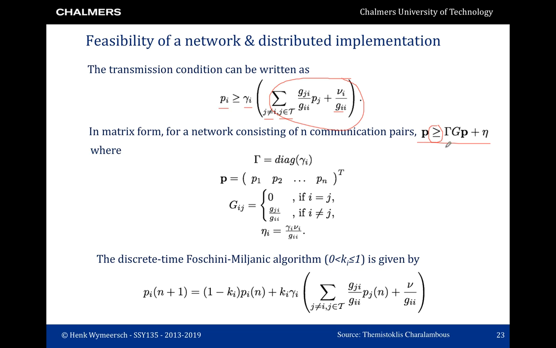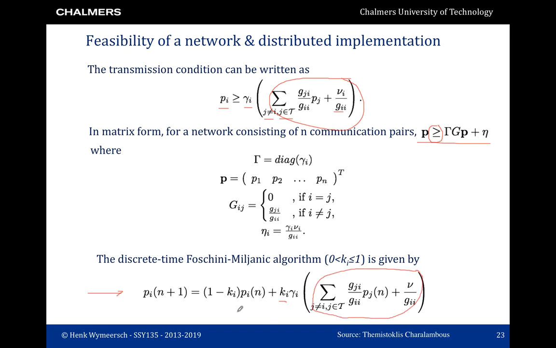This kind of problem can be solved in a distributed way using the Foschini-Miljanic algorithm. What we do is we initialize the transmit power for each user to some random value and then run the following iterative algorithm. We choose small numbers k_i for each user. Each user will then do the following. It transmits with its power and then measures the interference. So it can measure this interference.